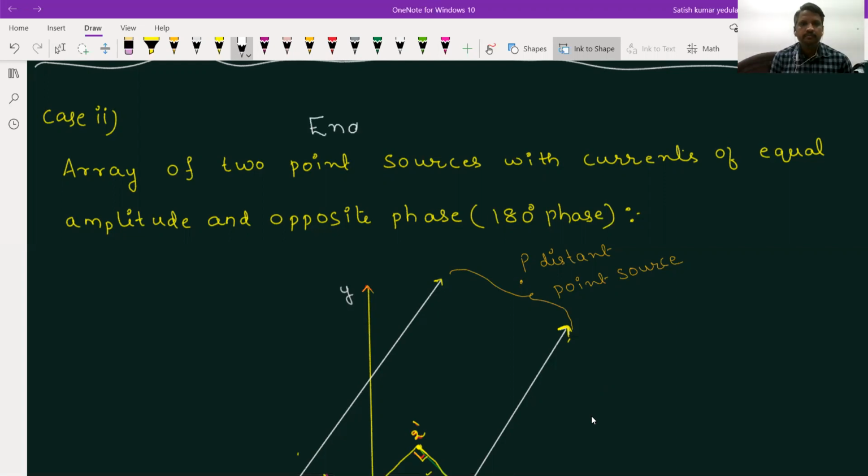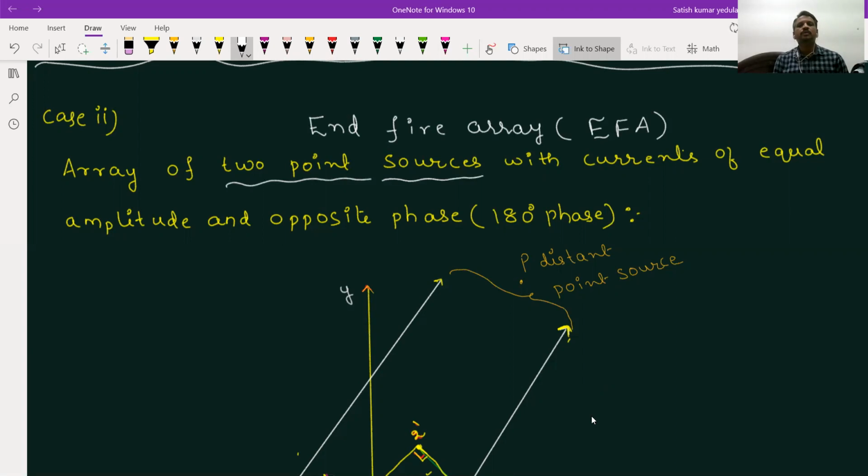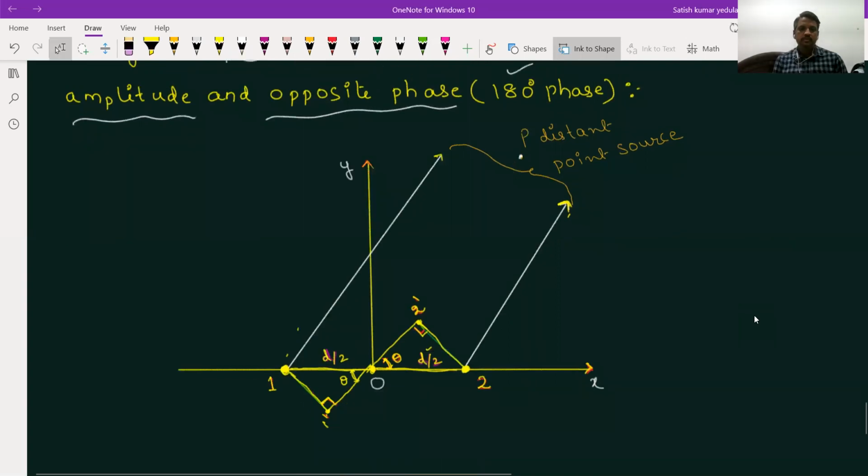I'll be writing here end fire array. We can also call it as EFA, but for 2-point source. So array of 2-point sources with currents of equal amplitude but opposite phase means 180-degree phase difference between them. And this is the diagram which we can use. The same diagram we can use for this particular case also.